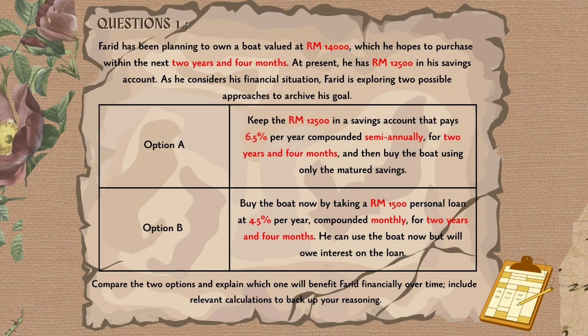Questions 1. Farid has been planning to own a book valued at 14,000, which he hopes to purchase within the next 2 years and 4 months. At present, he has 12,500 in his savings account. As he considers his financial situation, Farid is exploring two possible approaches to achieve his goal.